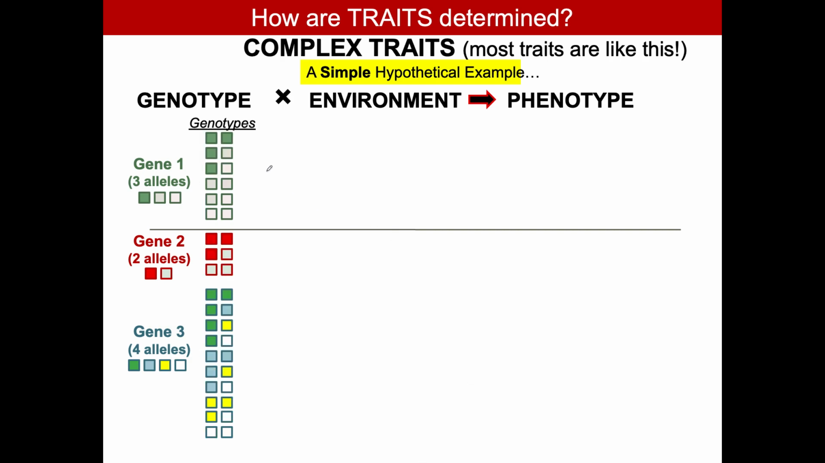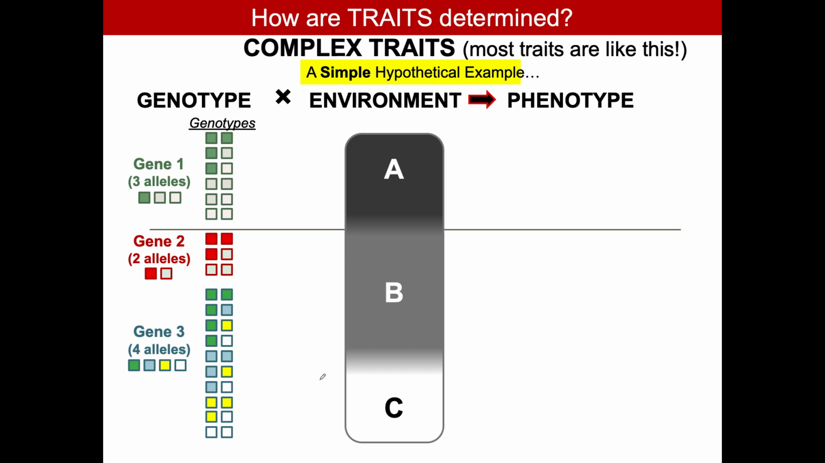You can then have these different genotype combinations, right? If you only have two alleles, red and not red, you can be homozygous red, homozygous not red, or heterozygous. If you have three alleles, then you have 6 combinations. If you have 4 alleles, you have many more combinations, and so on. Let's say you have these 3 different environments, A, B, and C. Again, these can be external environments or internal environments.